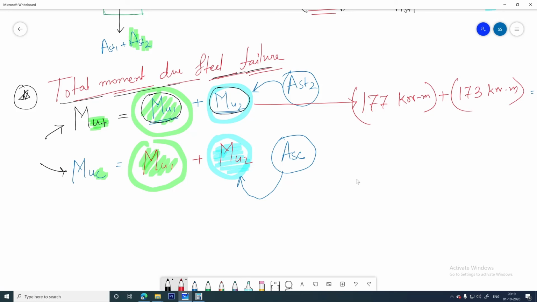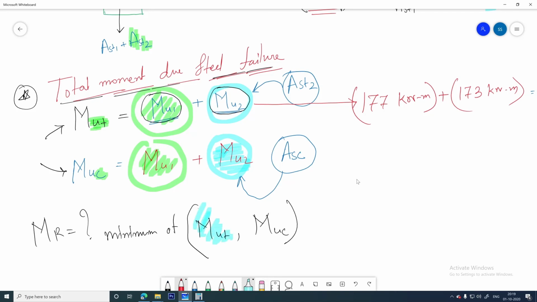Now we need to determine this MuC, that means due to the concrete failure. Now the minimum of these two will give me the moment of resistance. In the question, what we need to determine is the moment of resistance, right? Moment of resistance, and that will be the minimum of MuT and MuC. The minimum of these two will give me the moment of resistance. So let us determine one by one. Now we are interested in this MuC.